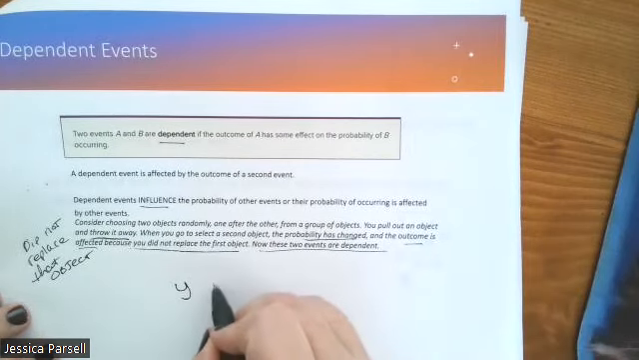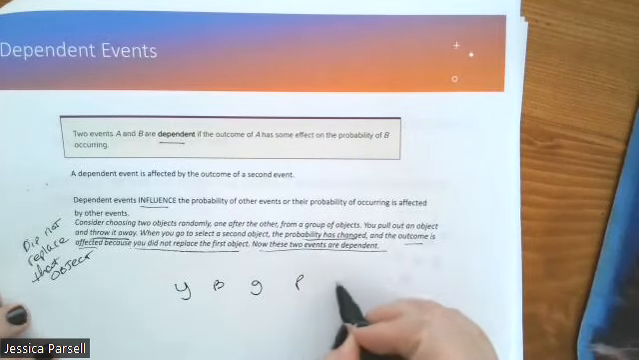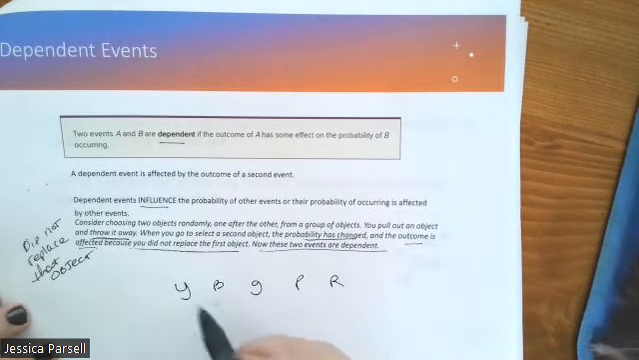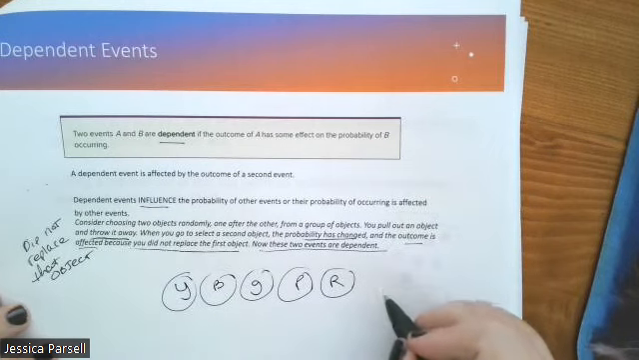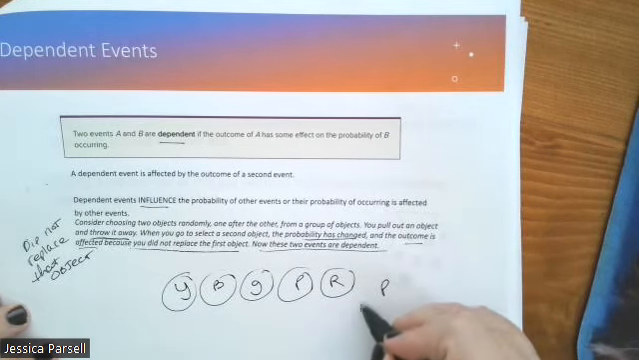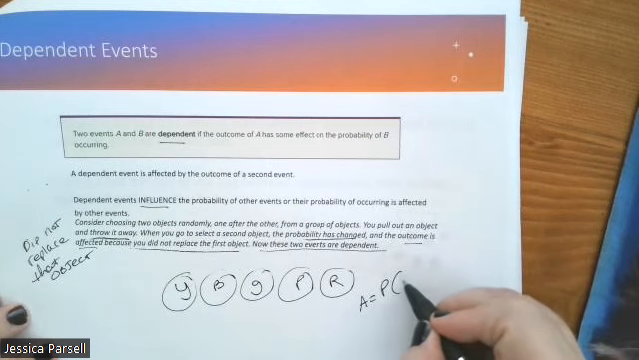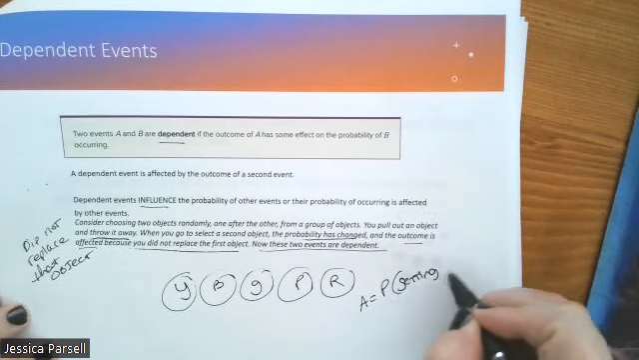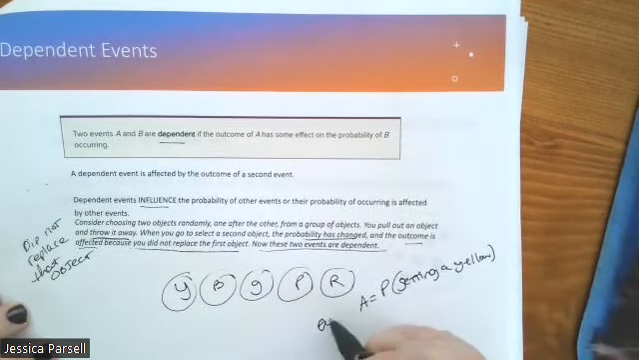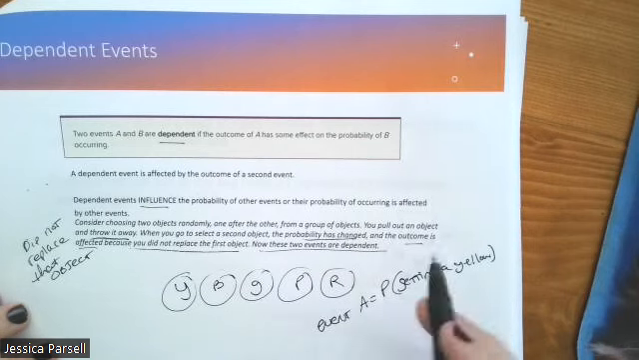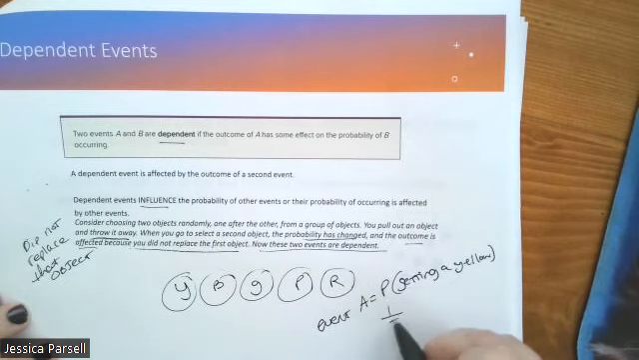So let's say you have yellow, blue, green, purple, and red. And let's just say these are marbles in a bag. We'll stick with the marble box. Okay, so let's call this event A: the probability of getting a yellow. If you had all these in a bag and you shook them up and stuck your hand in there, and you have 1, 2, 3, 4, 5 marbles, it would be a 1 out of 5 chance, that probability of getting a yellow.